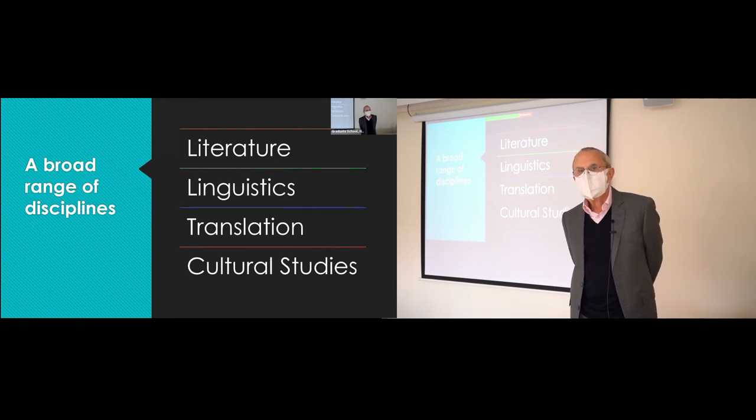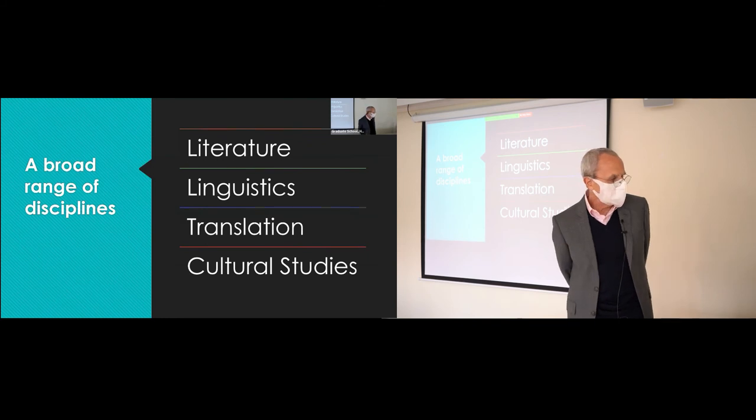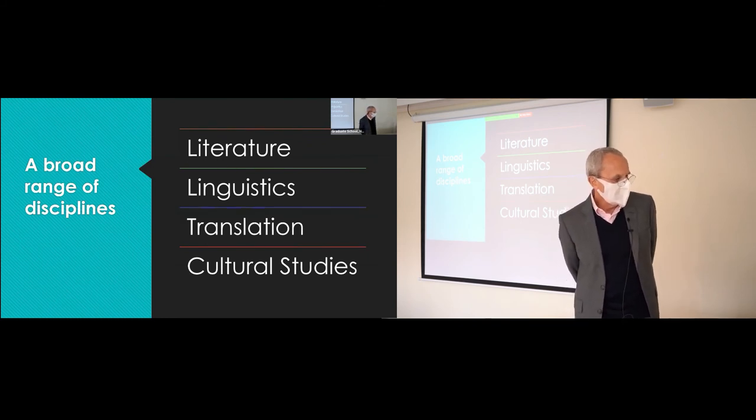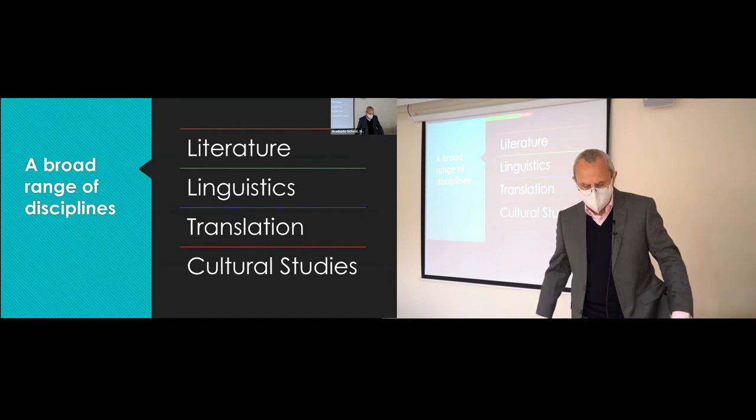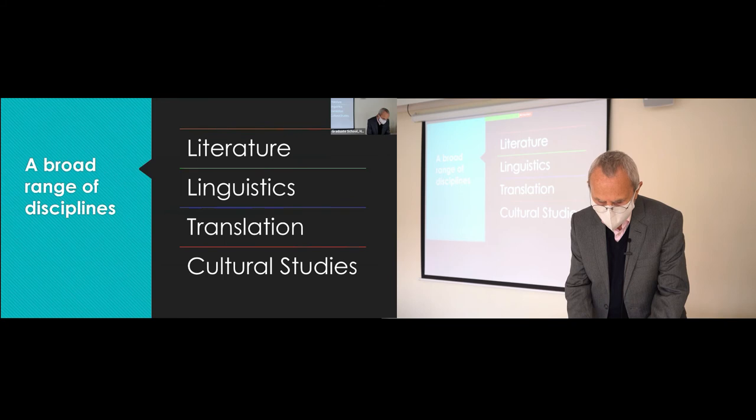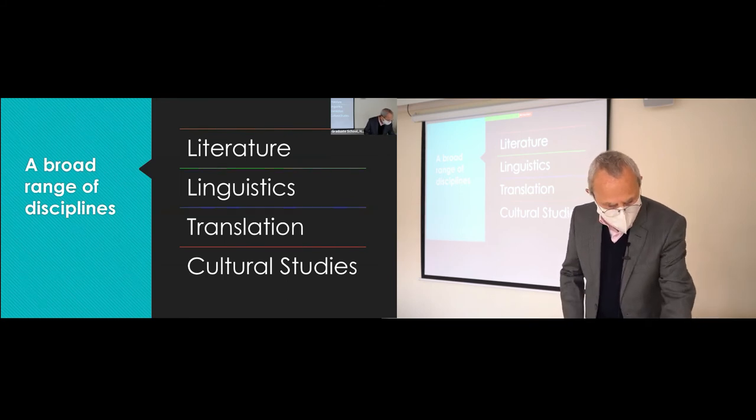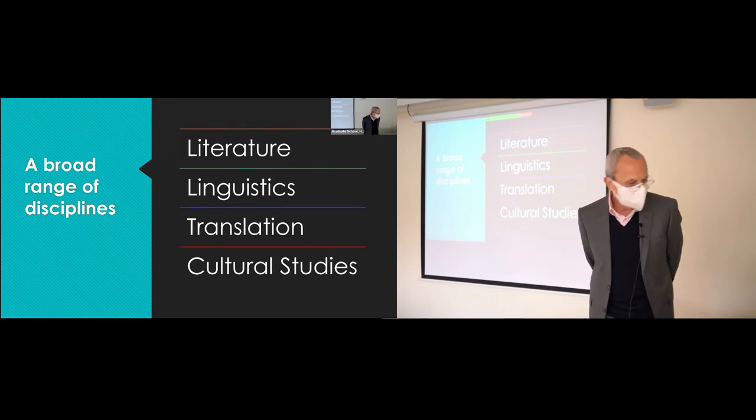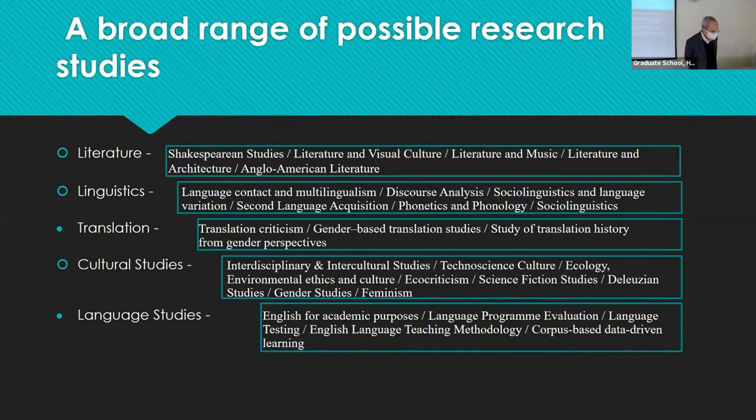So we have experts within the department in these four strands, all related to language, but all also having an interdisciplinary nature in their specialisms. Within literature, you can study all sorts of areas related to, for example, the classical literature of Shakespeare, or areas like literature and architecture, literature and music, literature and visual culture, which are already making links between two disciplines. So they're already interdisciplinary.